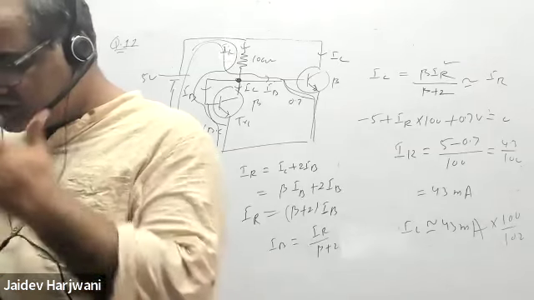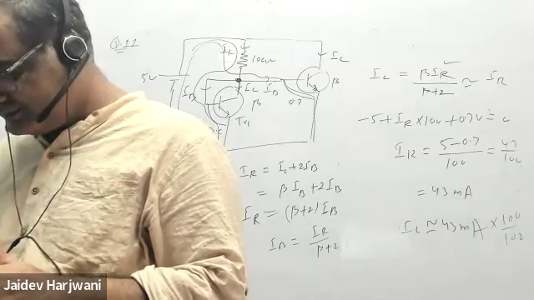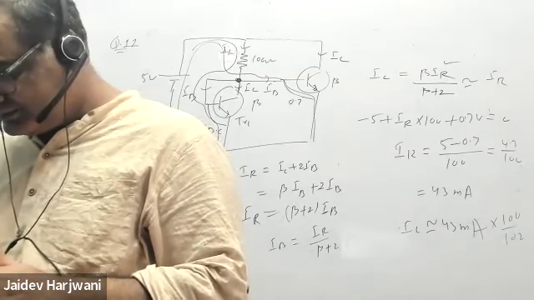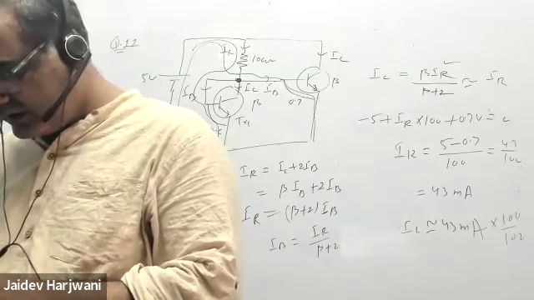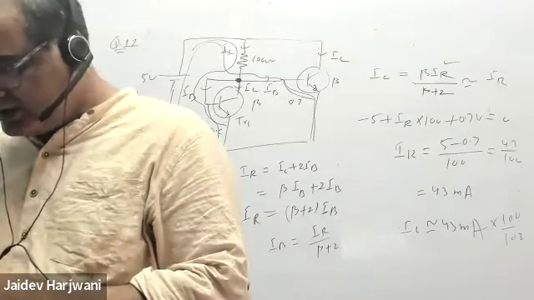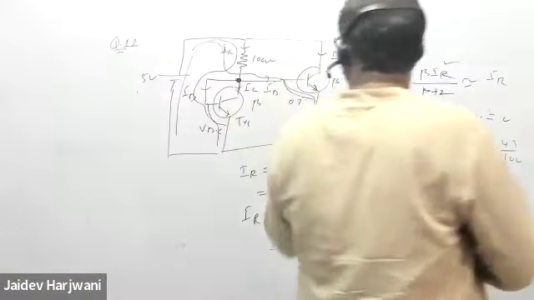Question number 12 is also the same. Base connected. Sir, they're asking the current passing through the transistor 2, right? Yes. So which current is that? We have to find IC. This IC.